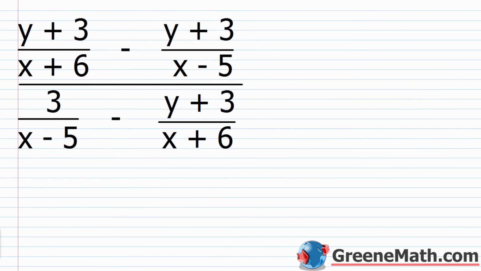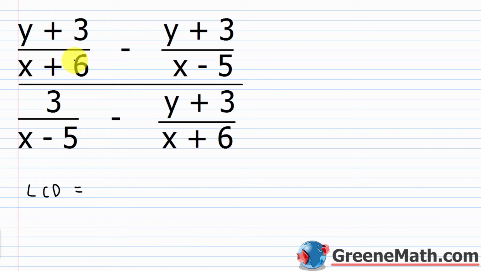Well, let's take a look at another one. So we have y plus 3 over x plus 6 minus y plus 3 over x minus 5. Then this is over. We have 3 over x minus 5 minus y plus 3 over x plus 6. So for the LCD, it's going to be 1. The LCD is 1. Nothing can really be factored. We would just list things.